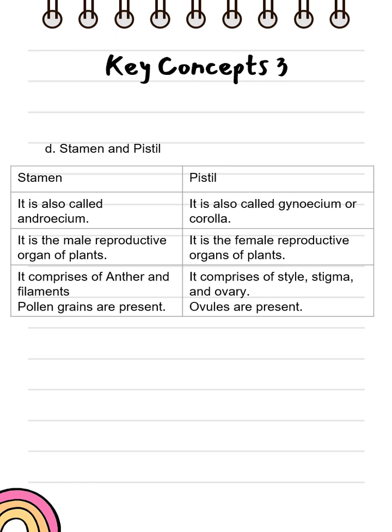Stamen and pistil. Stamen. It is also called androecium. It is the male reproductive organ of plants. It comprises anther and filaments. Pollen grains are present.